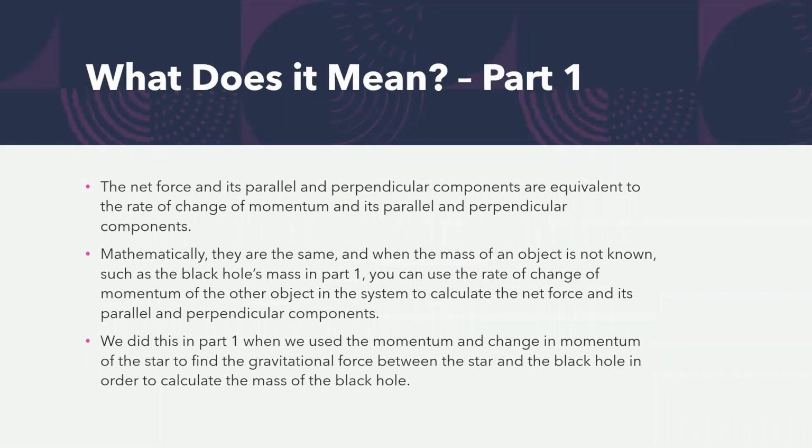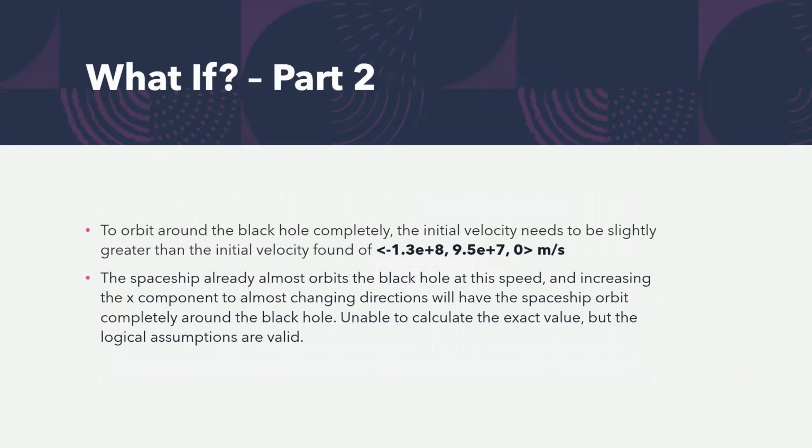What does it mean for part 1? The net force and its parallel and perpendicular components are equivalent to the rate of change of momentum in its parallel and perpendicular components. Mathematically, they're the same. And in part 1, we actually used the star's momentum and change of momentum to find the gravitational force between the star and the black hole.